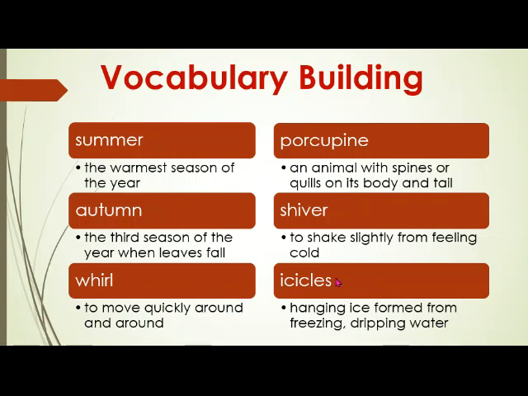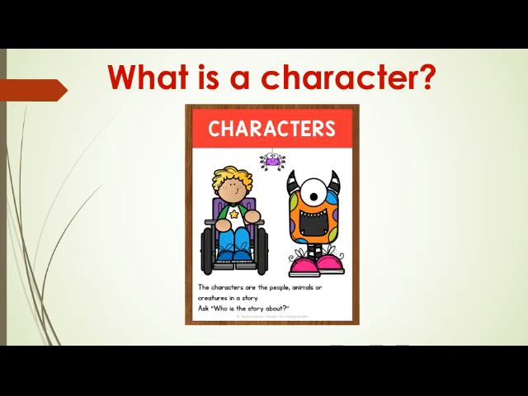And our last vocabulary word is icicles. Icicles are hanging ice formed from freezing, dripping water. You'll hear all 6 of these words today when I read. Before we begin reading, I want to look at some important things that we're going to be studying today. The first one is characters. What is a character? The characters are the people, animals, or creatures in a story. You can ask yourself, who is the story about, to figure out who our characters are.